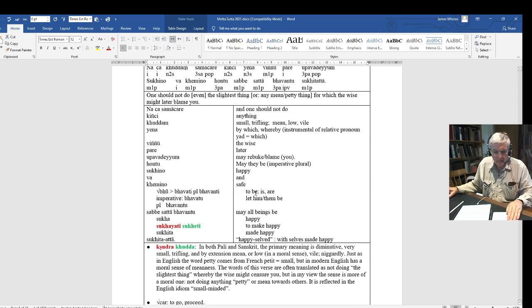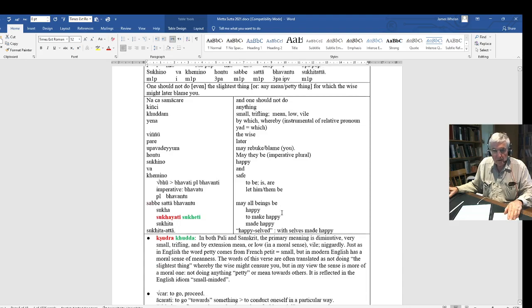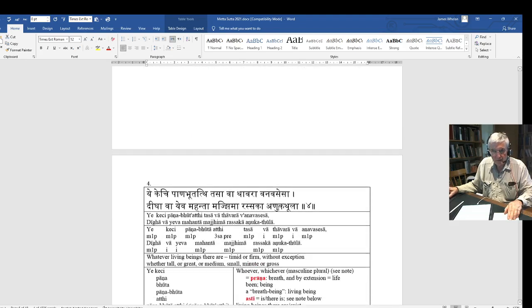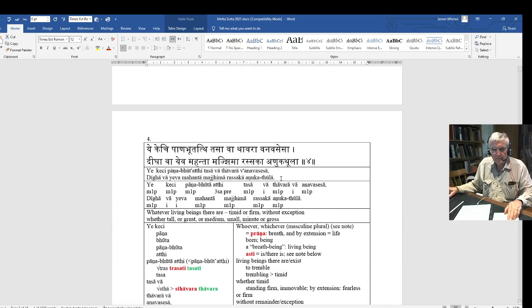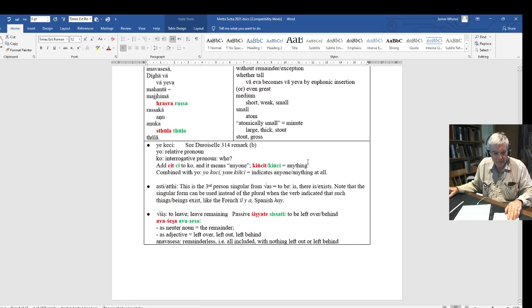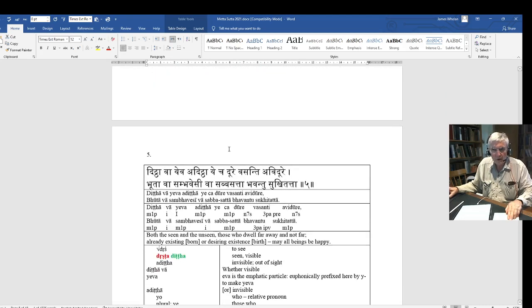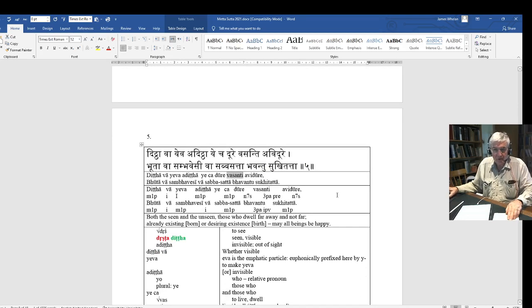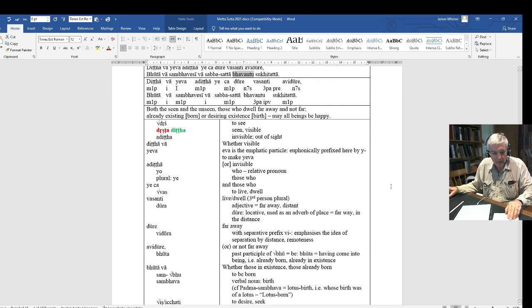Okay. Let's look for our next optative. Again, a bit short of verbs in verse 4. Here we've got an ordinary indicative, vasanti, the statement of fact, those who live. You're not saying who might live, those who do live. And then again, the imperative, bhavantu, may they be happy.